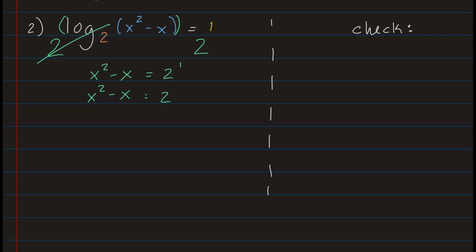So now, notice, we have a quadratic equation. How do you solve quadratics? You get everything on one side, you put it in standard form, and then you look to factor. So that's what I'm going to do. I'm going to subtract 2 over and have x² - x minus 2 is equal to 0. So now we must factor this.